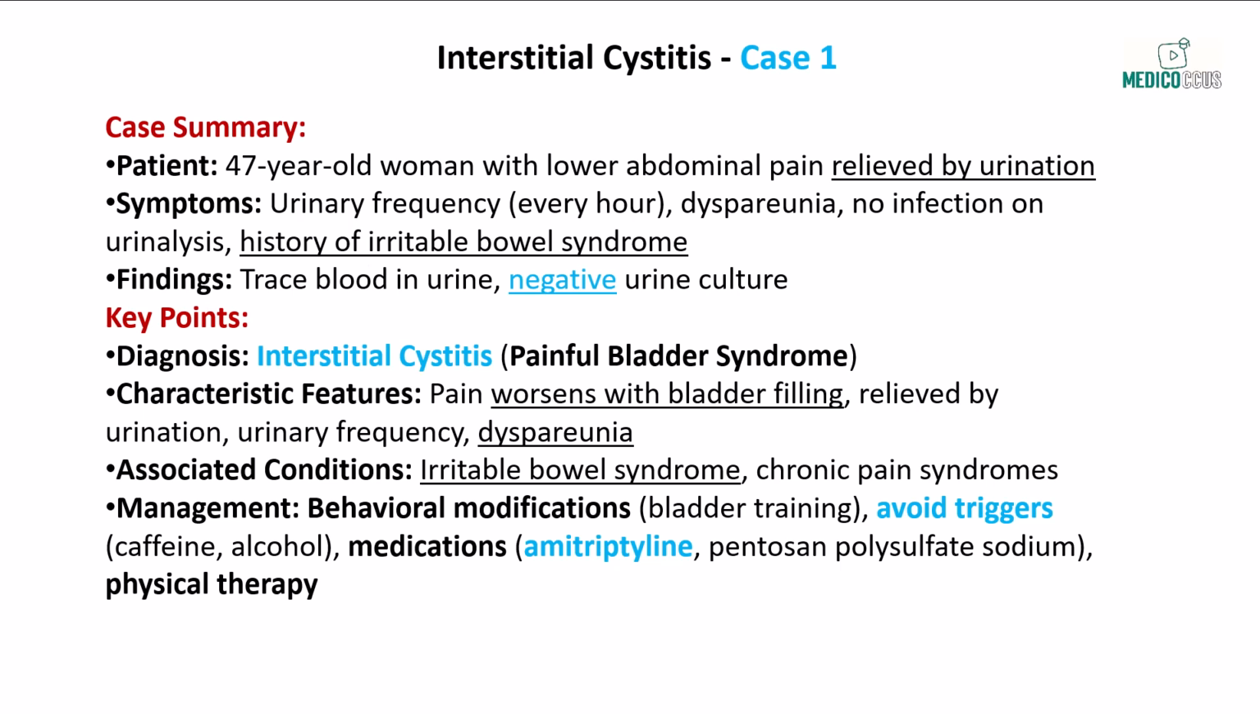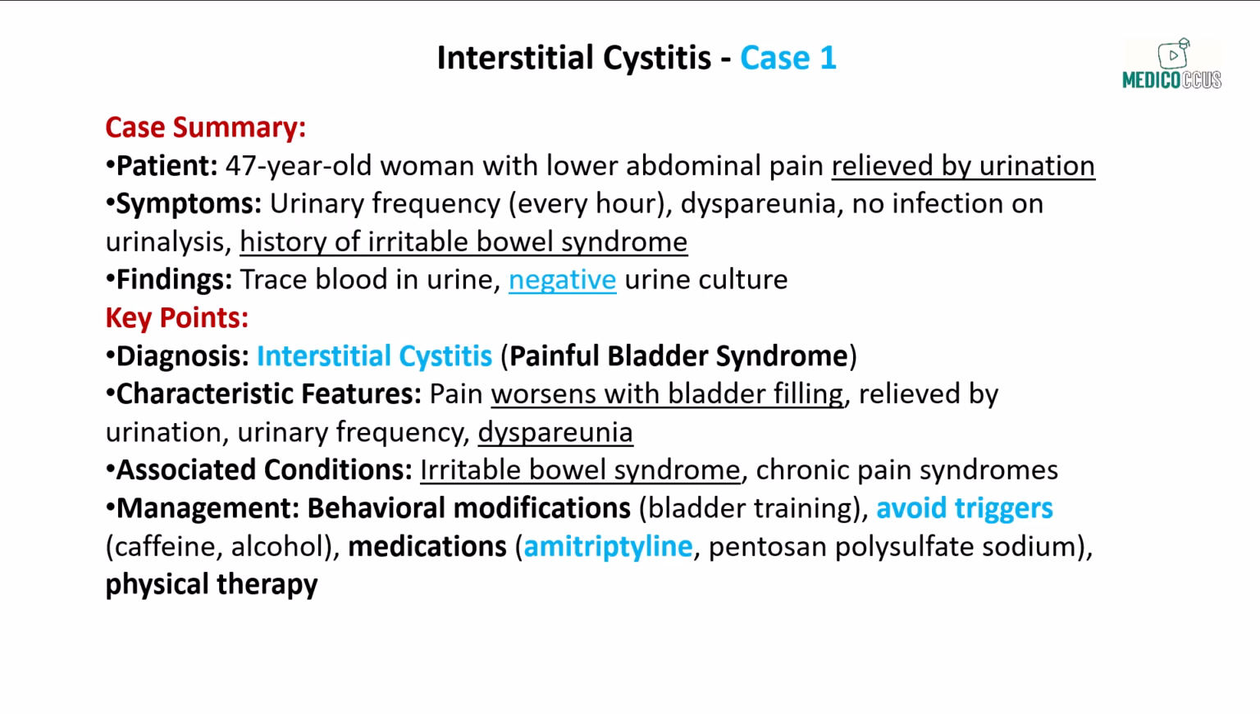On examination, her vital signs are normal, and her BMI is 27 kilograms per square meter. There's tenderness over the lower abdomen, particularly over the anterior vaginal wall, but no signs of cervical motion tenderness. Her urinalysis shows trace blood, but no bacteria, nitrites, or leukocyte esterase, and her urine culture comes back negative. Based on these findings, the most likely diagnosis is interstitial cystitis.